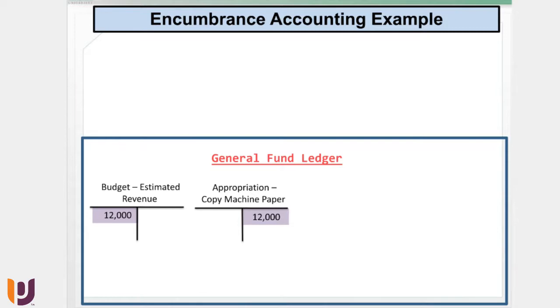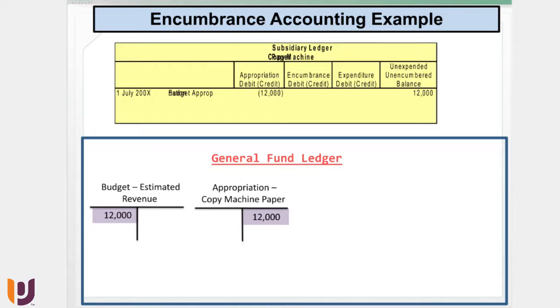On July 1st, the town's Board of Aldermen approved a budget that included $12,000 for copy machine paper. As we previously mentioned, this would be recorded as a budget entry with a debit to budget revenue and a credit to appropriation copy machine paper for $12,000. The town would probably keep a subsidiary ledger specifically for copy machine paper and show the amount that is budgeted.